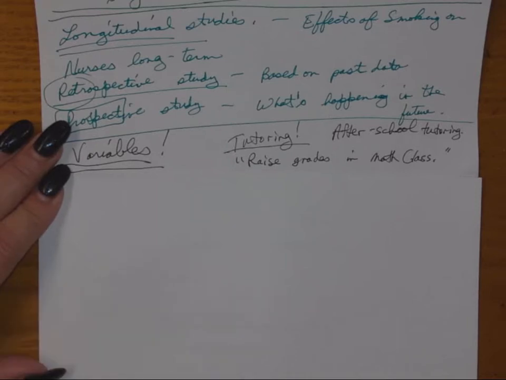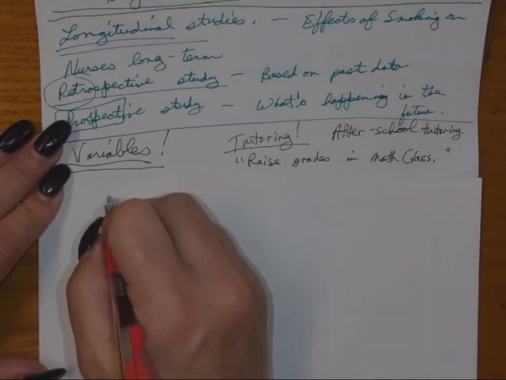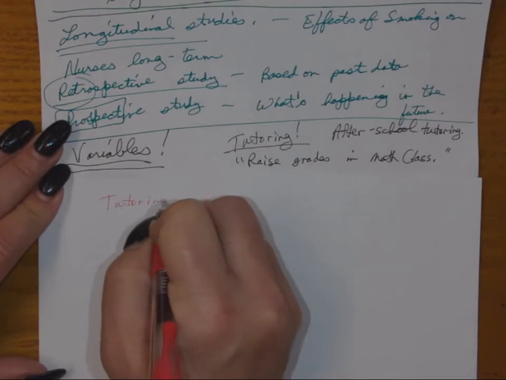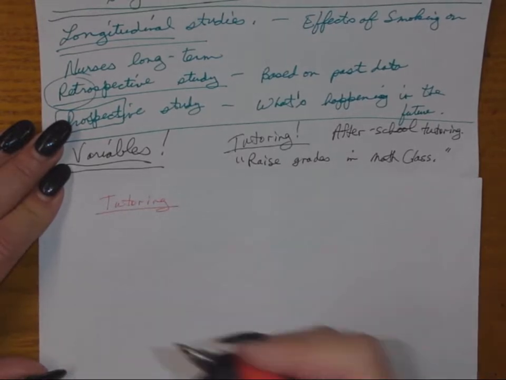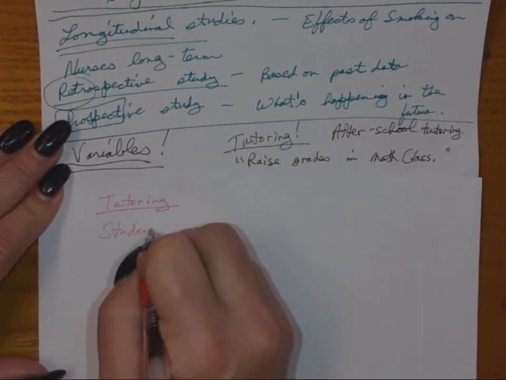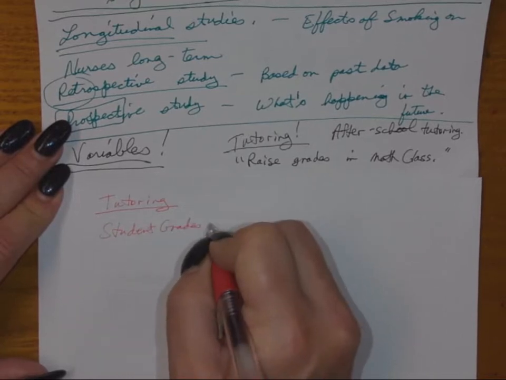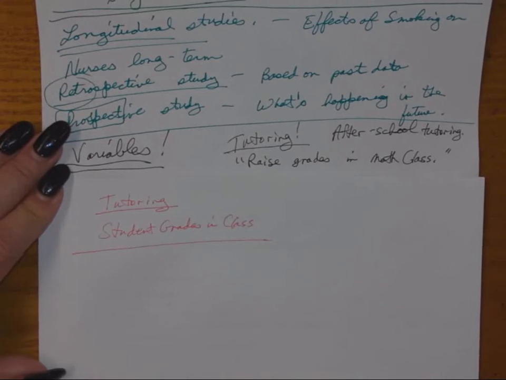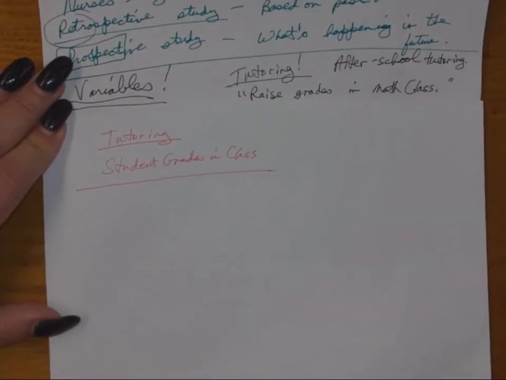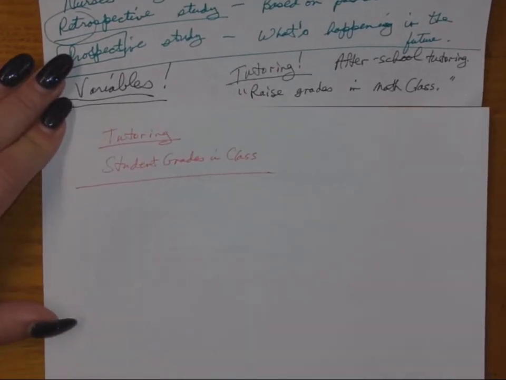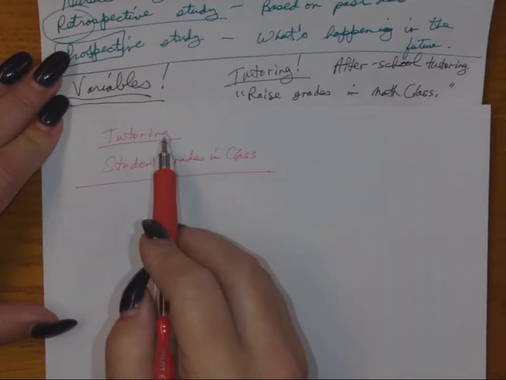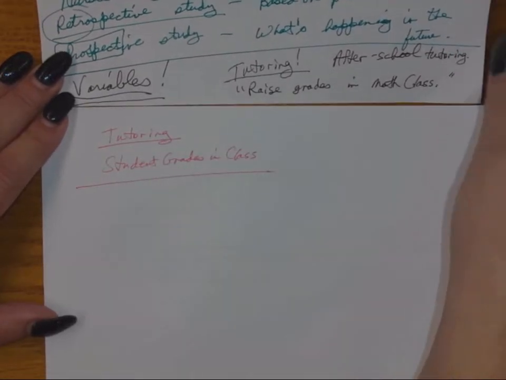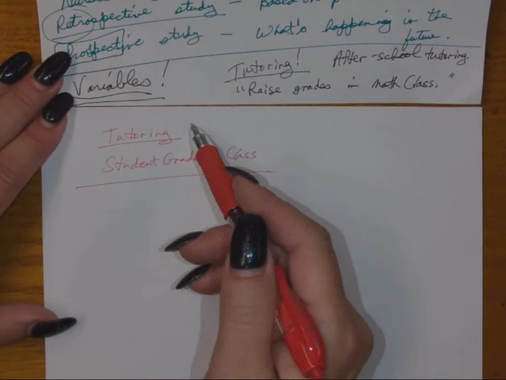So we got two different things going on here in this case. One is tutoring. Okay, and one is student grades in the class. Okay, these are both variables. They're unknowns. They're things that can change. They can go up and down. That's what variable means. It can vary, right? So you could have an A in that class or you could have an F in that class. You could get 10 hours of tutoring every week or you could get 0 hours of tutoring every week.